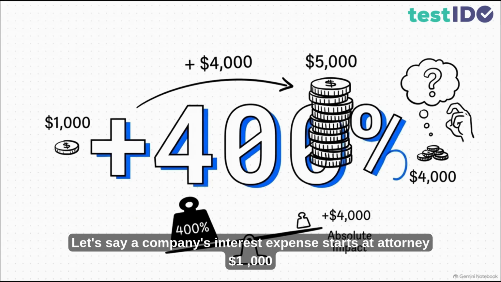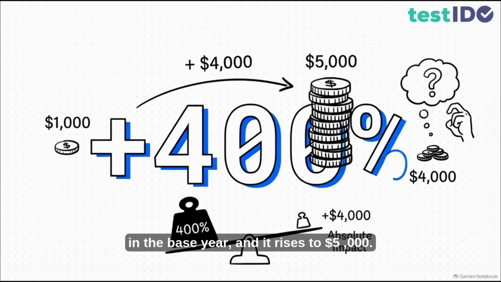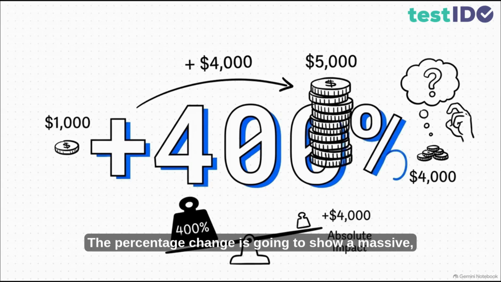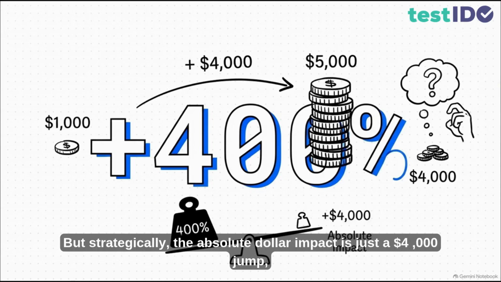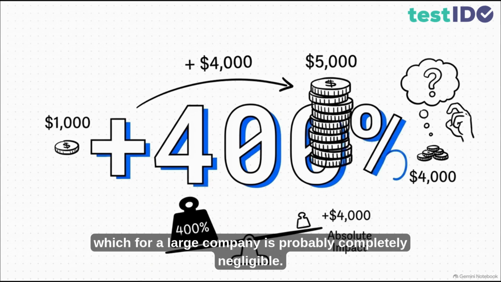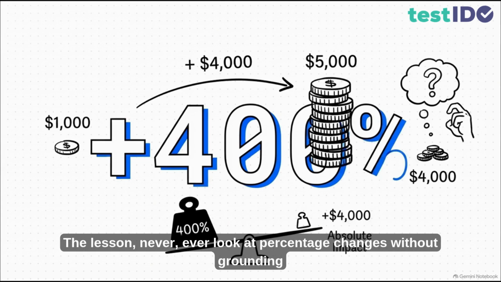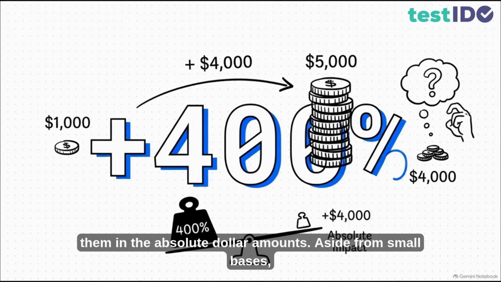Let's say a company's interest expense starts at $1,000 in the base year and it rises to $5,000. The percentage change is going to show a massive, terrifying 400% increase, but strategically, the absolute dollar impact is just a $4,000 jump, which for a large company is probably completely negligible. The lesson? Never, ever look at percentage changes without grounding them in the absolute dollar amounts.